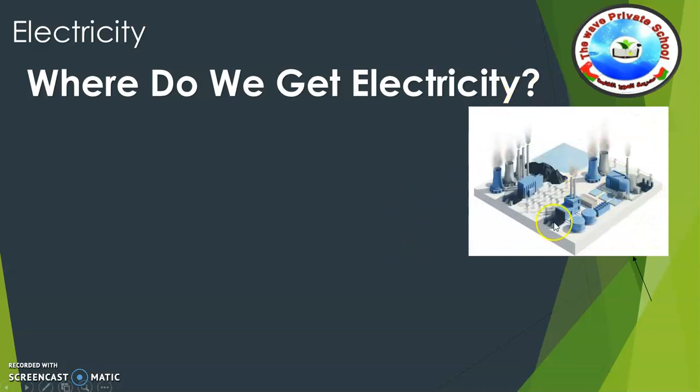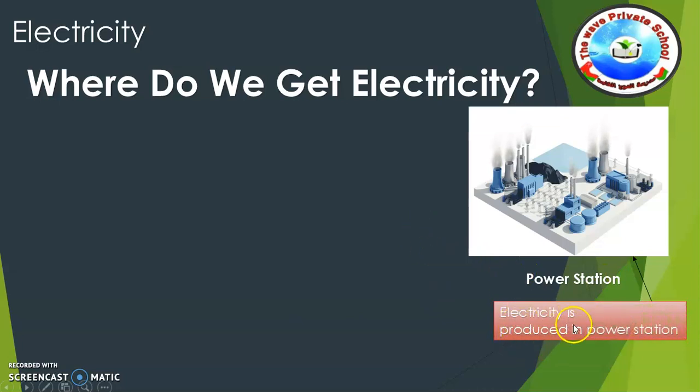I want you to look at this one. This is what we call a power station. Some power stations burn fossil fuels such as coal, oil, and gas. The heat produced is used to change water into steam at high temperature. And then what will happen to this? Electricity is produced in a power station. This is where the electricity is produced.